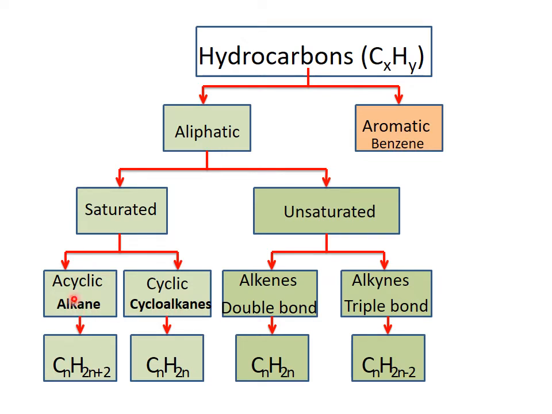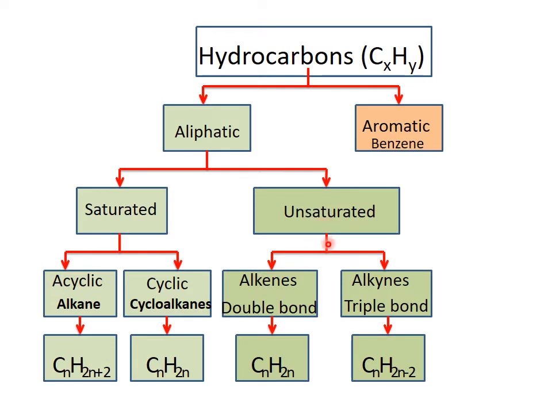Alkanes are acyclic. They are represented by an open chain, where the general molecular formula of an alkane is CnH2n+2. Cycloalkanes are represented by a cyclic chain, a closed chain. The general molecular formula of cycloalkanes is CnH2n.